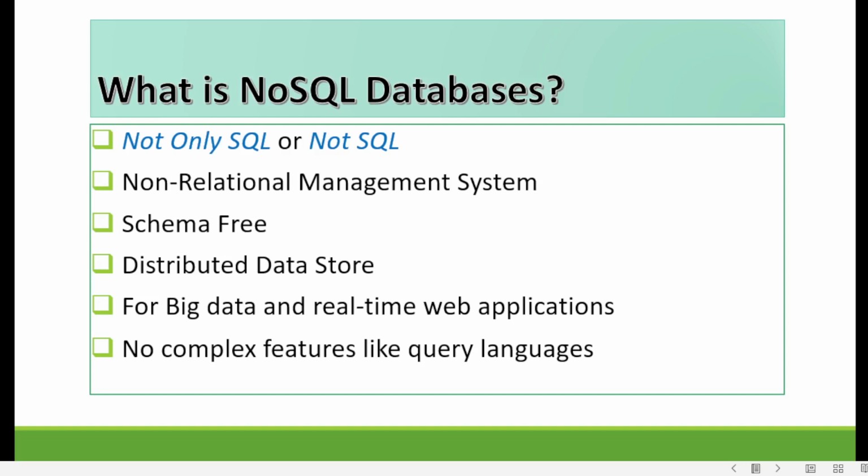Relational databases rely on tables, columns, rows, or schemas to organize and retrieve data, whereas NoSQL does not rely on these structures and uses a more flexible model. It is schema free. NoSQL is particularly useful for storing unstructured data, whereas relational databases store data in structured tables with predefined schemas. It is a distributed data store and used for big data and real-time web applications.